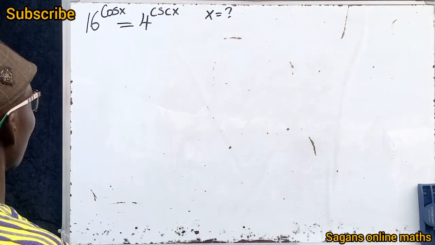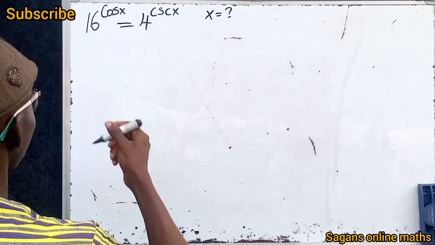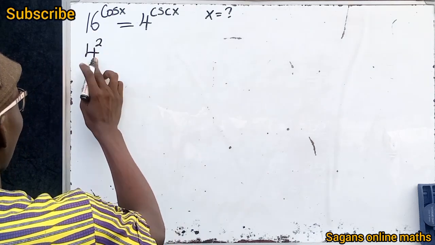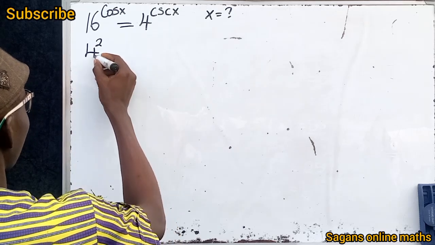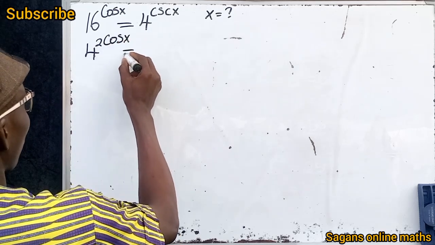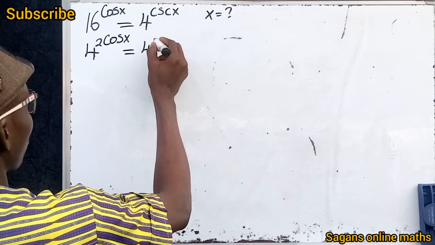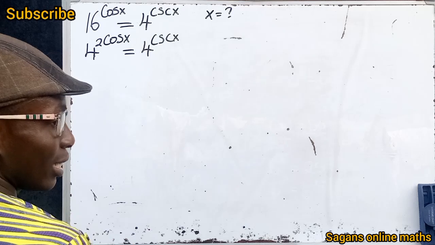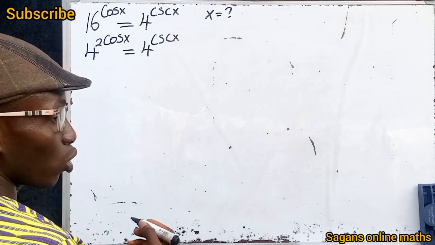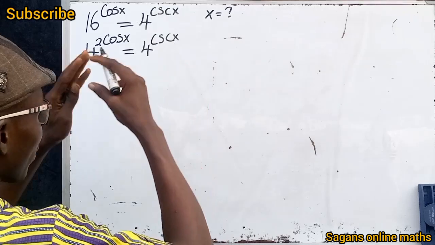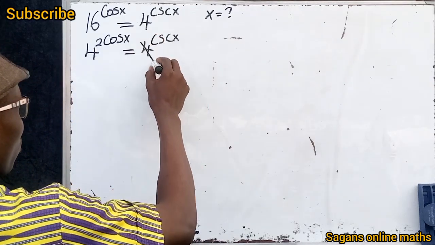Now let's solve it quickly. Let's put 16 in this form. 16 simply means 4 raised to the power of 2. Remember that 4 raised to the power of 2 simply means 4 times 4, which is 16, multiplied by cos x, equals 4 raised to the power of cosec x. Remember that CSC simply means cosec of x. Now let's equate the powers since the bases are the same.